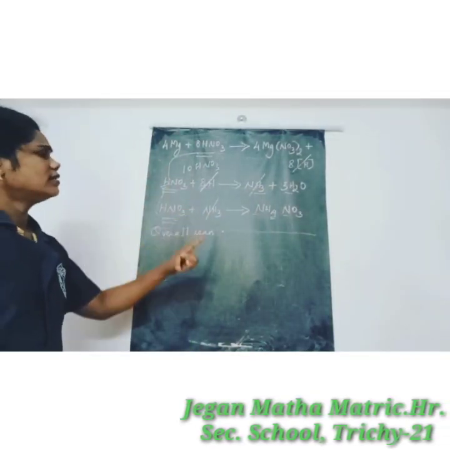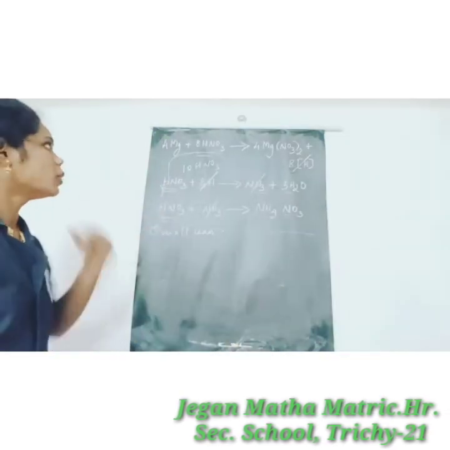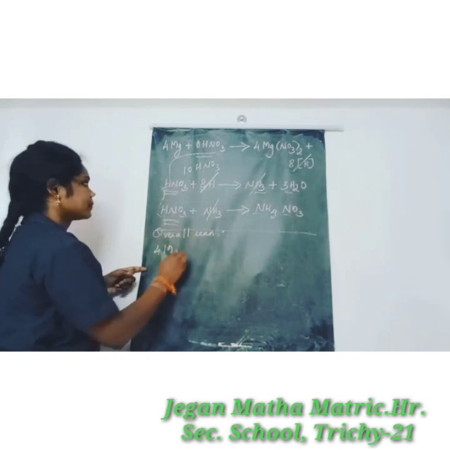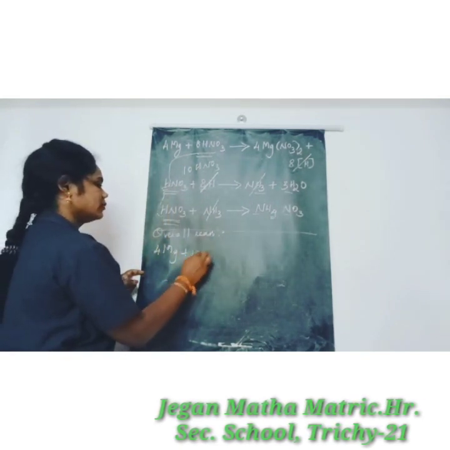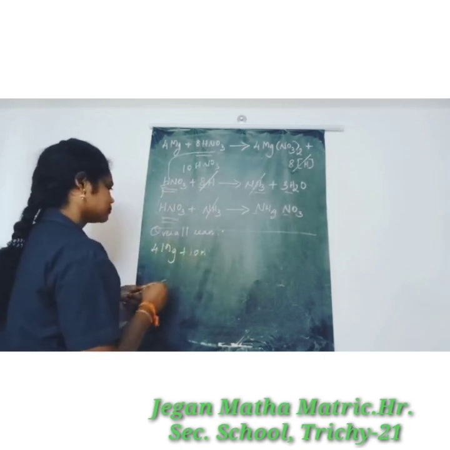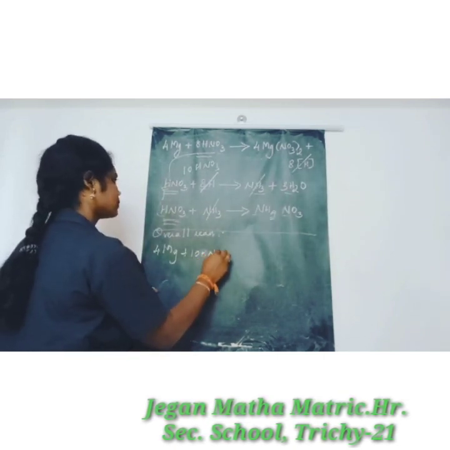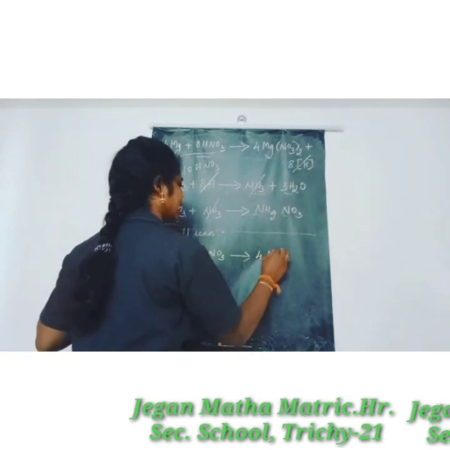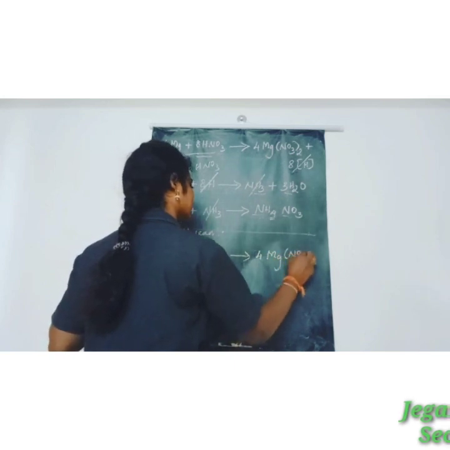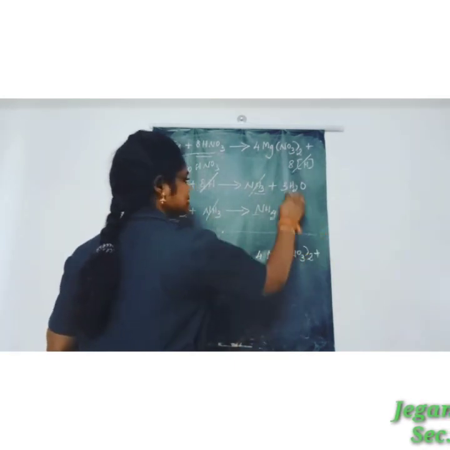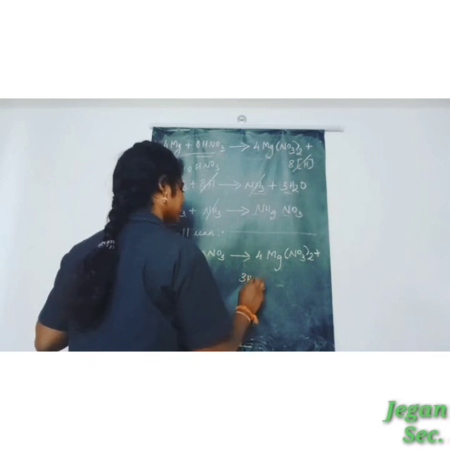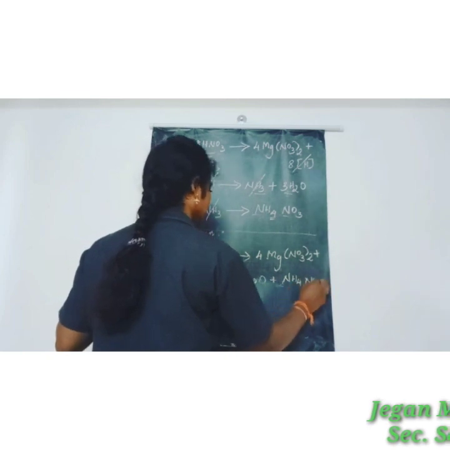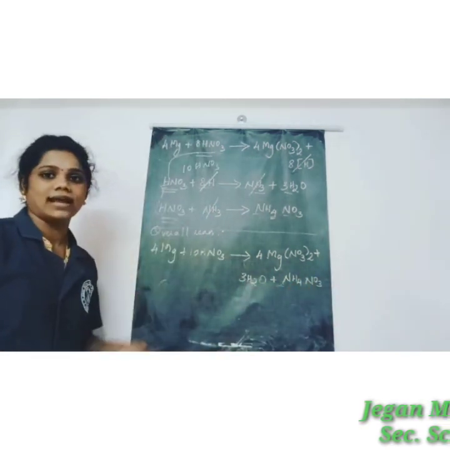So all the terms are cancelled. So what is remaining here? 4 times of Mg plus 10 times of HNO3 gives 4 times of Mg(NO3)2 plus 3 times of H2O plus NH4NO3. So this is the overall reaction.